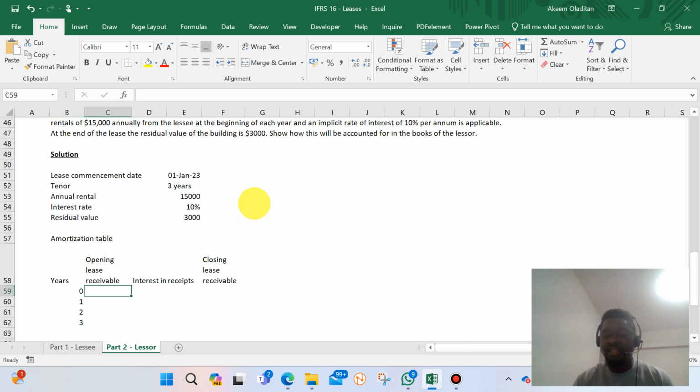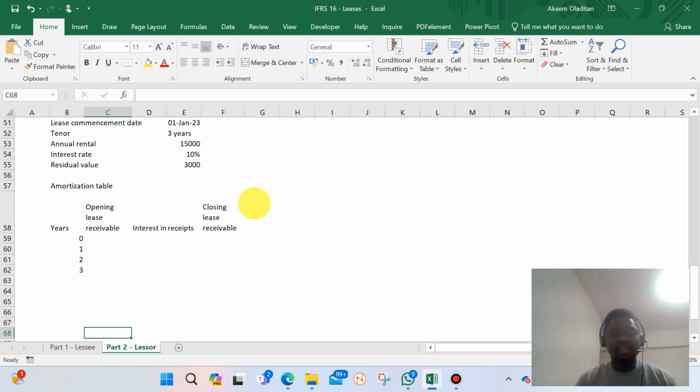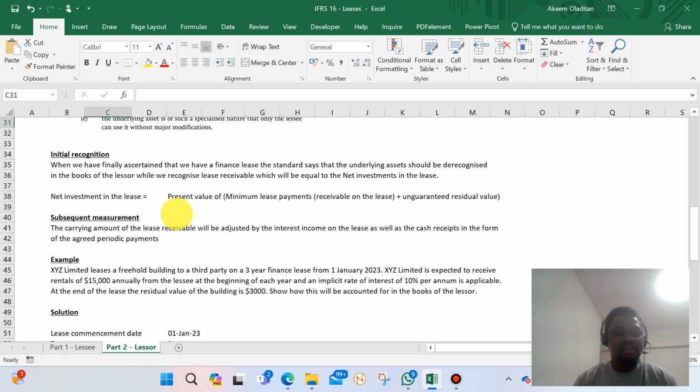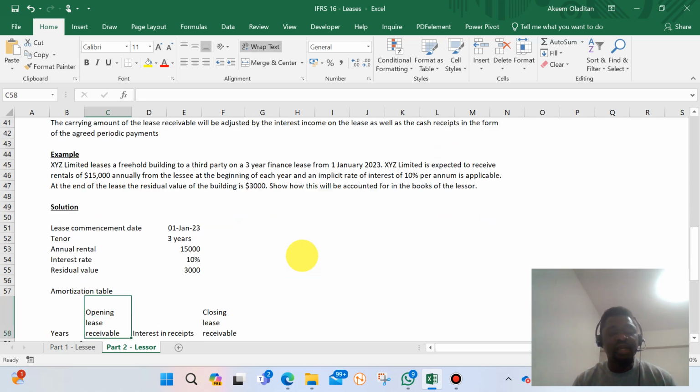So what is the lease receivable? That is what we don't know, and we ask how do we calculate our lease receivable? Go back to what the standard says, that the net investment in the lease is equal to the present value of the minimum lease payments, that is the lease receivable, plus the unguaranteed residual value. So we do the present value of these minimum lease payments, just like what we did. So how do we do that?